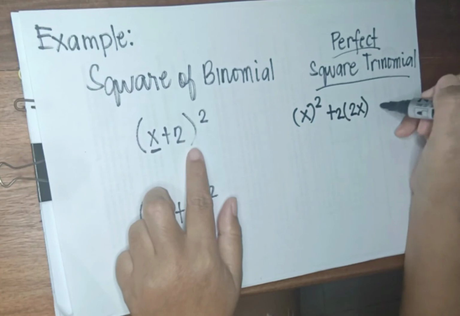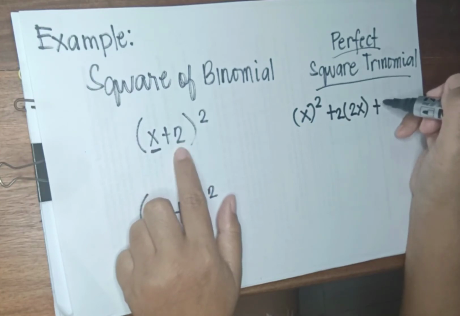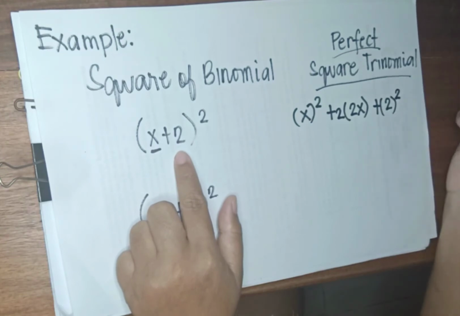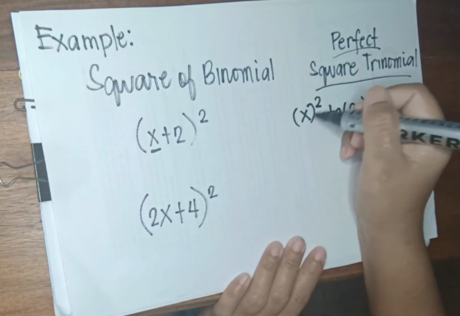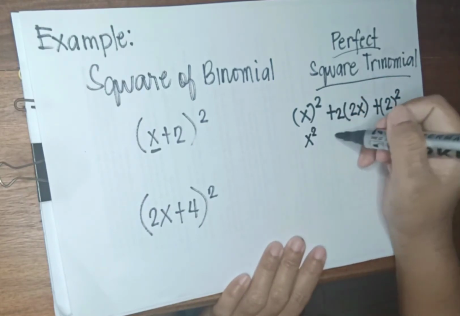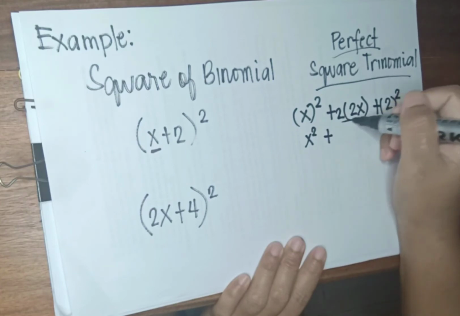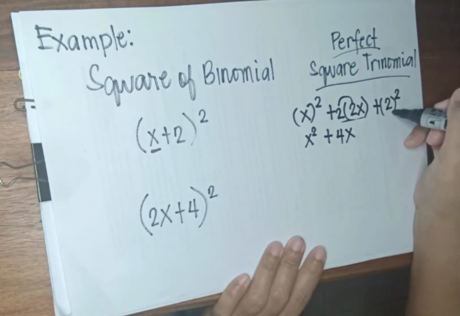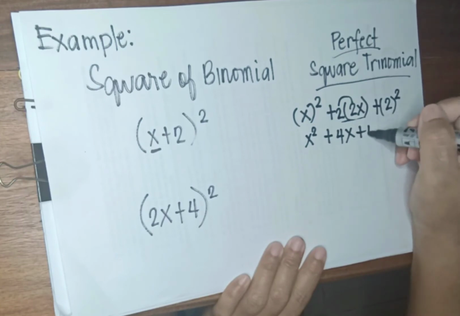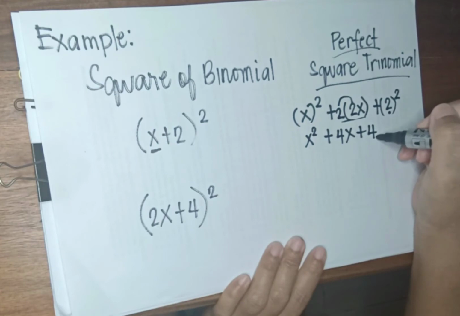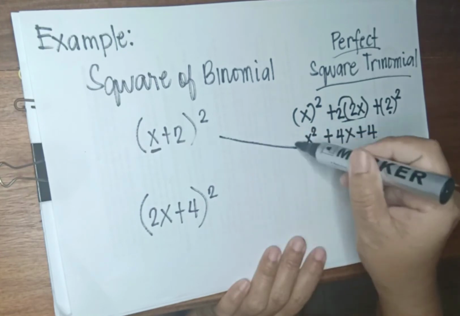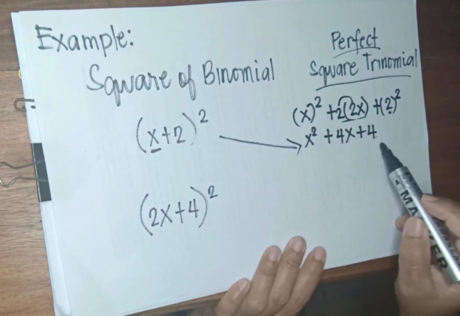And then, yung last term mo, get the second term of your binomial, and then you square it also. And then, just simplify. So, x squared is just simply x squared. Plus, ito naman, i-simplify natin, 2 times 2, that is 4 with x. Then, 2 squared is 4, or 2 times 2 is equal to 4. So, therefore, the binomial x plus 2 squared is just the same with x squared plus 4x plus 4.